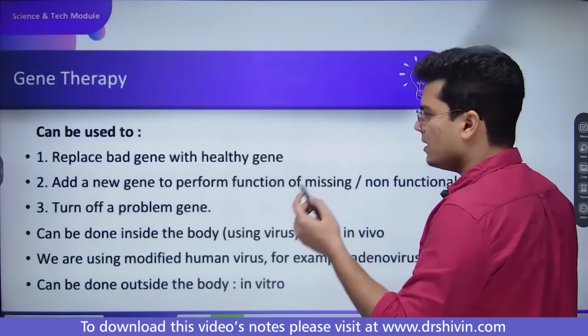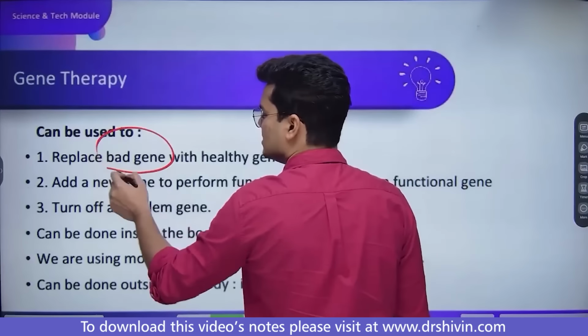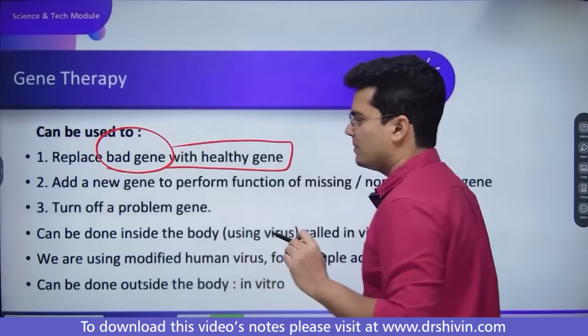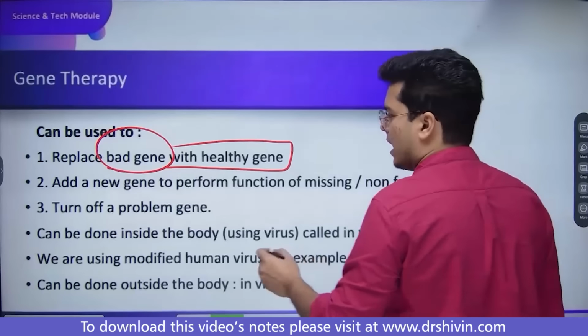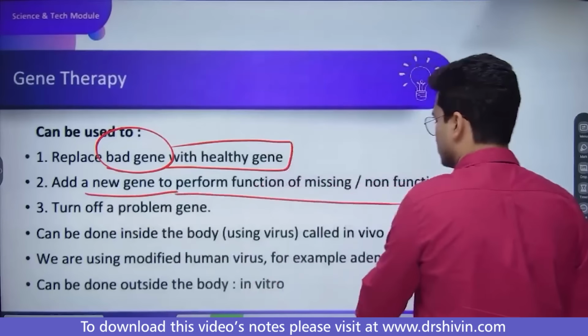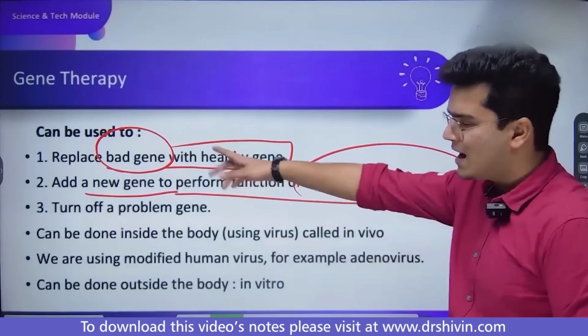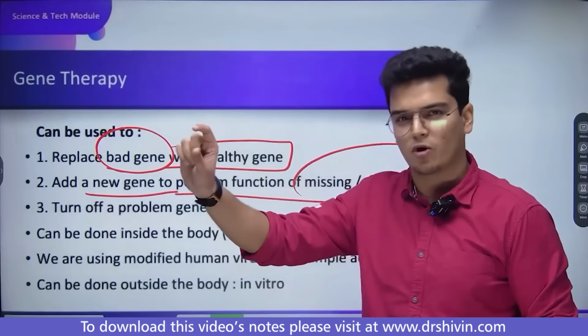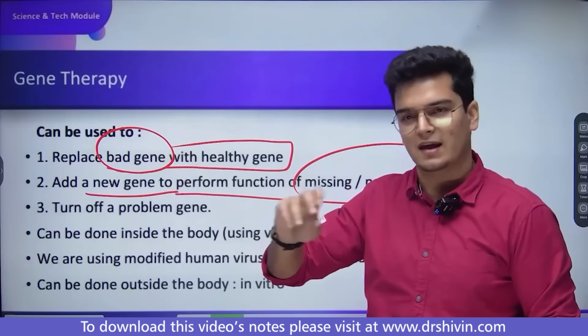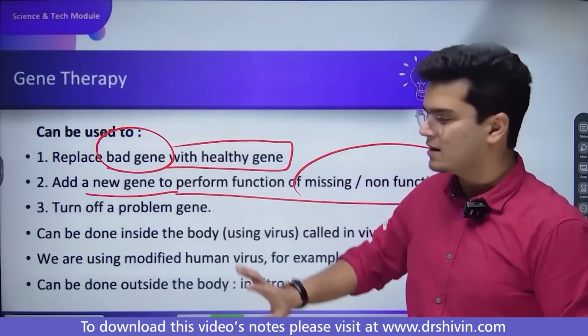तो अब जीन थेरेपी हम क्यों यूज कर सकते हैं? मान लो कोई बैड जीन हुआ तो उसको मैं हेल्दी जीन से रिप्लेस कर दूं, ठीक है. Add a new gene to perform a function of a missing gene. एक तो है बैड जीन, ये जीन था बट इट्स नॉट प्रॉपर. एक है कि वो जीन ही मिसिंग है ही नहीं, उसको भी मैं न्यू जीन ऐड कर सकता हूं.